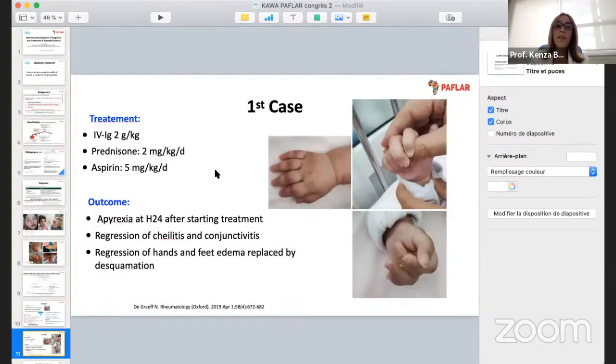Ce petit nourrisson a été traité classiquement par des immunoglobulines, de la prednisone et de l'aspirine. Et l'évolution a été marquée par une apyrexie très rapide avec une évolution très favorable et disparition de tous les symptômes cliniques, avec, comme vous pouvez le constater, cet œdème de la phase inflammatoire qui a disparu et qui a été remplacé par de la desquamation en lambeaux qui démarrait au niveau des pulpes de doigts.